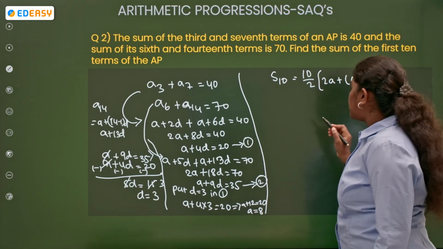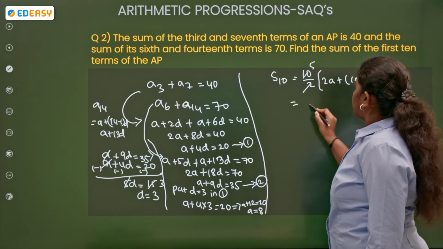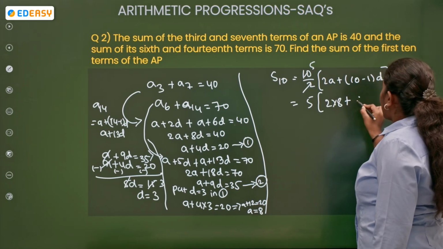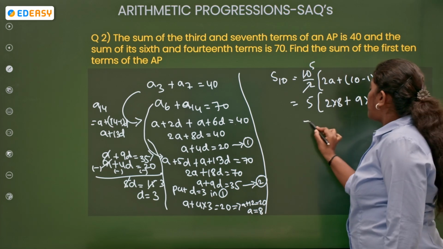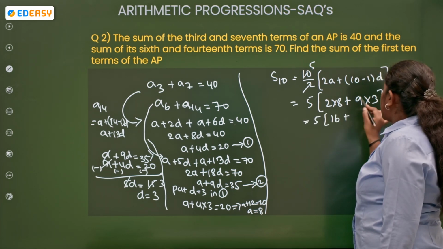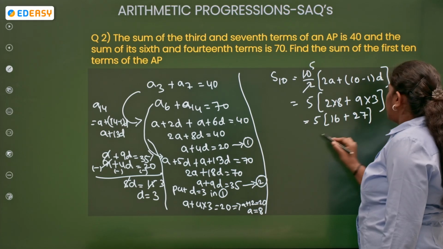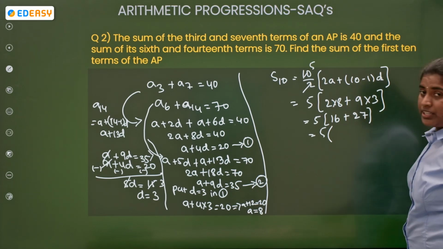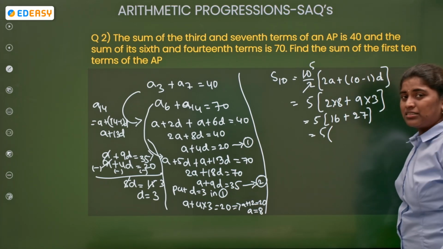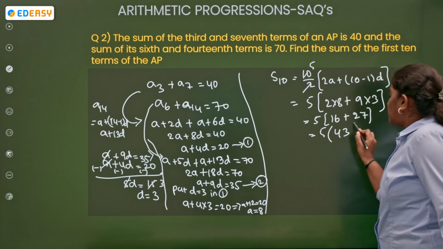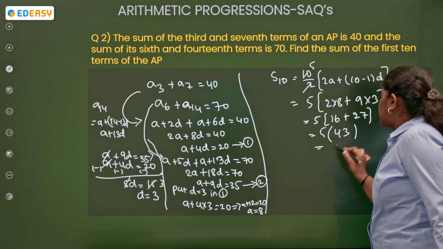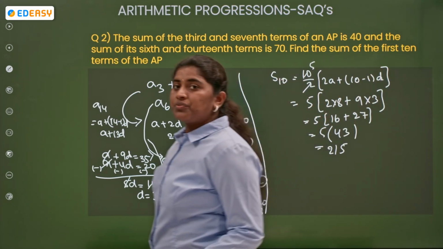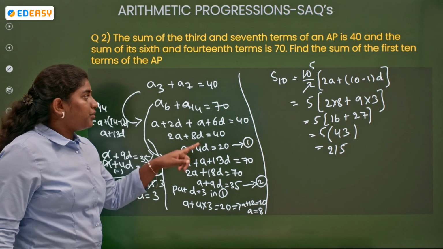Now find the sum of the first 10 terms. 2 will cancel 10 for 5 times. Now 5 into 2A will become 2 into 8 plus 9 into the D value, which is 3. Now 5 into, 2 8s are 16 plus 9 3s are 27. Now 5 into 16 plus 27. If you add them, what will you get? 43. Now just multiply them. 5 into 43. 5 3s are 15 and 20, 215. The sum of the first 10 terms will be 215.